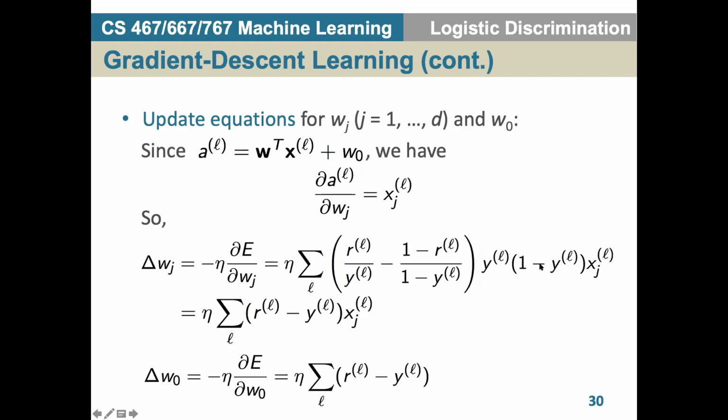And last time we showed a nice property of this derivation: this term in the middle, seemingly long, can be simplified into this one. Basically, the real value and your predicted value. Keep in mind y is your probability prediction, the positive class probability. Y is the sigmoid of a, which is a linear function.